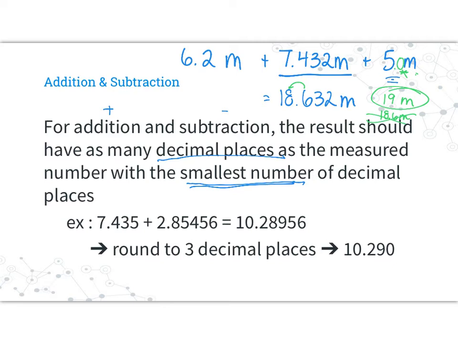Okay, so let's give these some units. Let's say this was centimeters again and centimeters. So we add our 7.435 centimeters to 2.85456, and we get 10.28956 centimeters. We need to decide who is the least accurate or the smallest number of decimal places. So this one had 3 decimal places, and this one had 5 decimal places. Therefore, my final answer gets to have 3 decimal places. So I get to keep these 3 numbers.